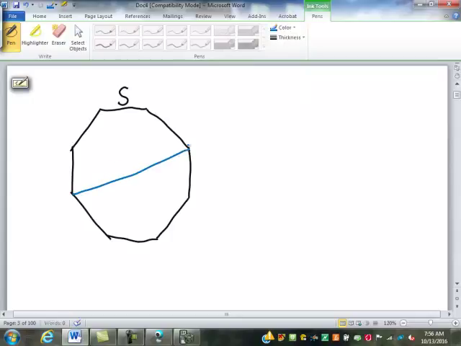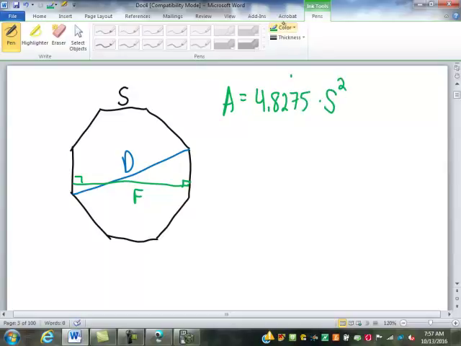If I go corner to corner on the diagonal, that's called the diagonal, so we label that D. Another way to think about it is if this were a circle, that would be the diameter of the circle. And then there's the distance from side to side going across the flats. From there to there, that is called the flat distance, or F. If I have any one of those dimensions, I can find the area. If I know the side, the area is equal to 4.8275 times the length of the side squared.